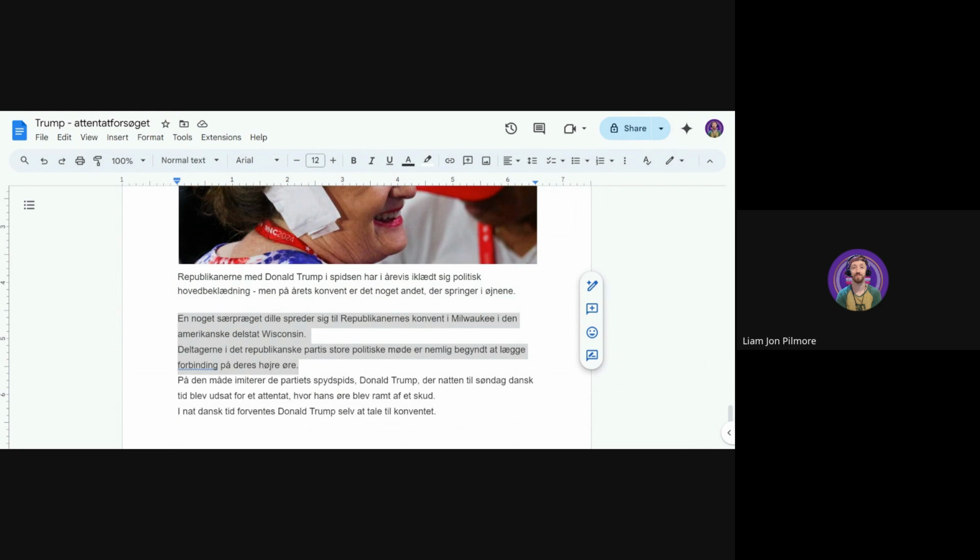So a somewhat distinctive craze has been spreading across the convention in Milwaukee, in the U.S. state of Wisconsin. The participants in the Republican Party's big political meeting have started to bandage their right ear.